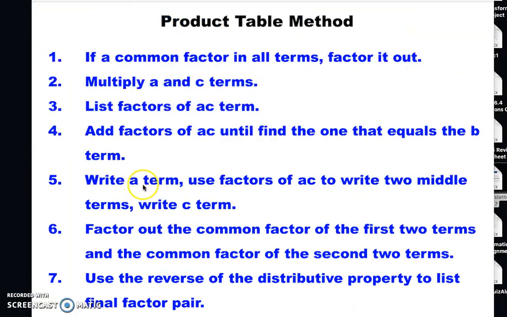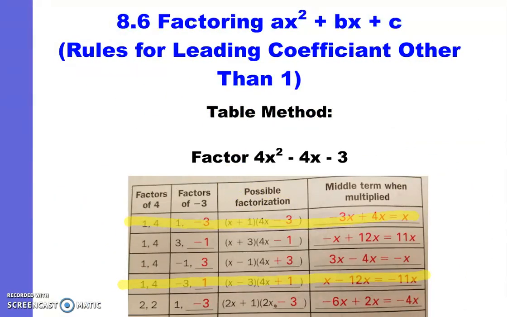You're going to want to write the a term, then use the factors of ac to write the two middle terms. Write the c term. Okay, so we'll do steps 5, 6, and 7 together, and we'll probably want to review back to this. Factor out the common factor of the first two terms and the common factor of the second two terms, and then use the reverse of the distributive property to list the final factor pair. And it's a lot easier to do it, and then maybe it might explain a little better.